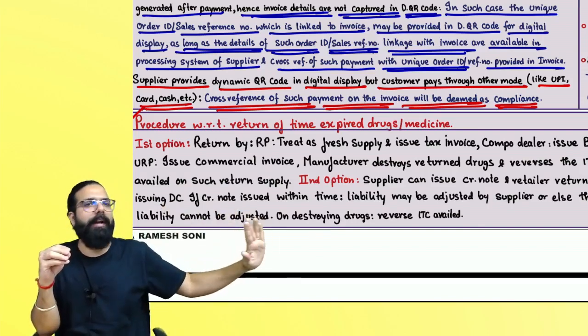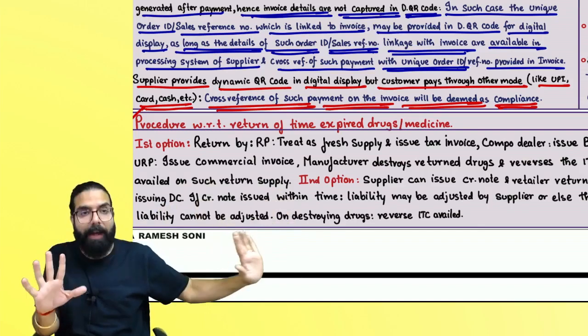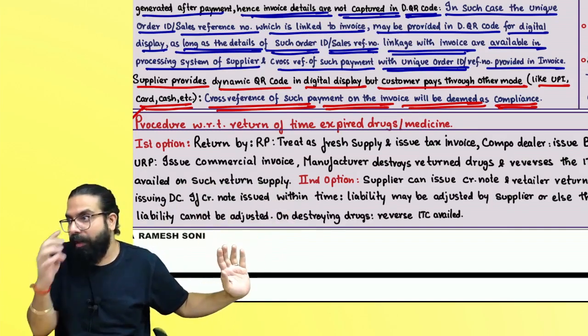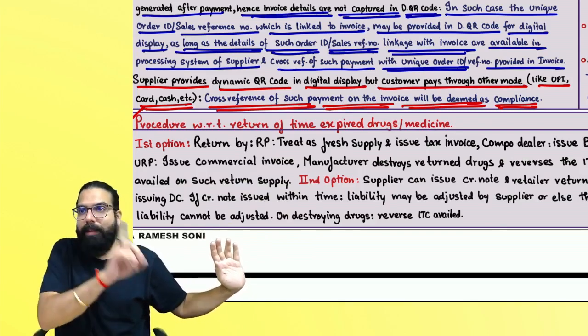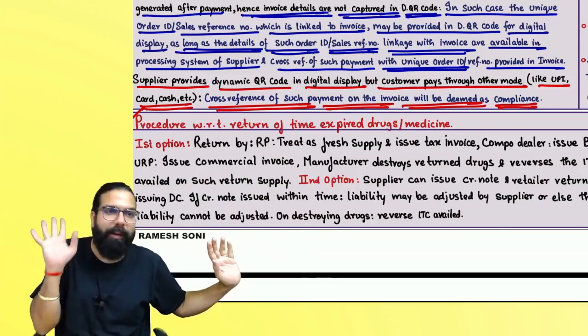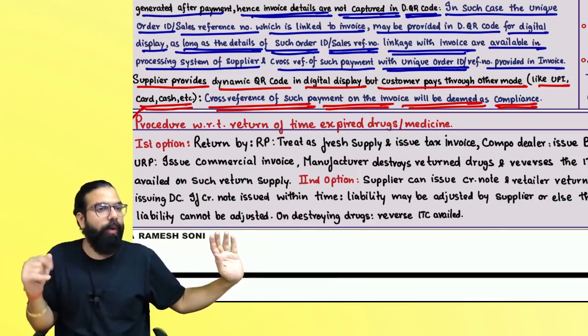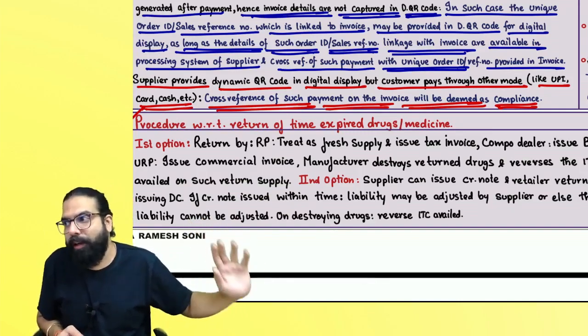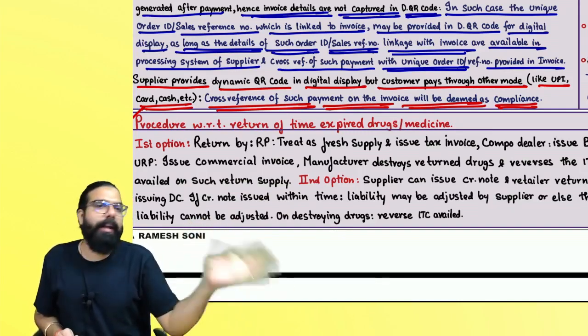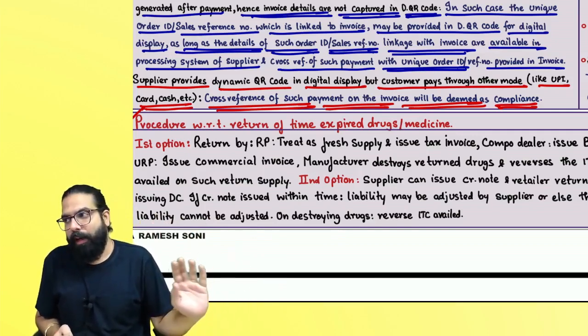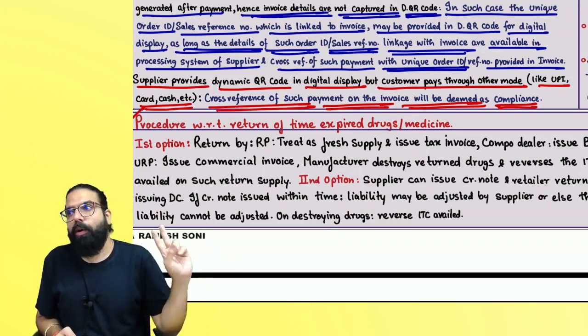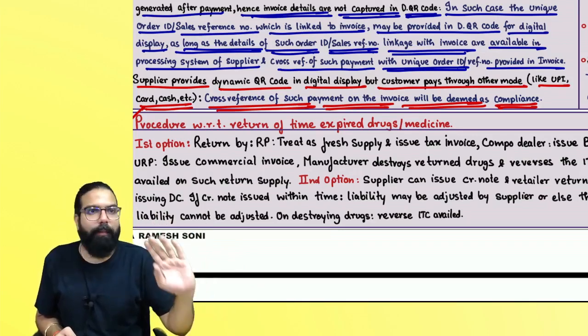Now, if supposingly the medicine expired and the time limit to issue a credit note is still there. What is the time limit to issue a credit note, everyone? 30th of November of the next year or the actual date of filing the annual return, whichever is earlier. Right, everyone? So supposingly that time limit has not gone.